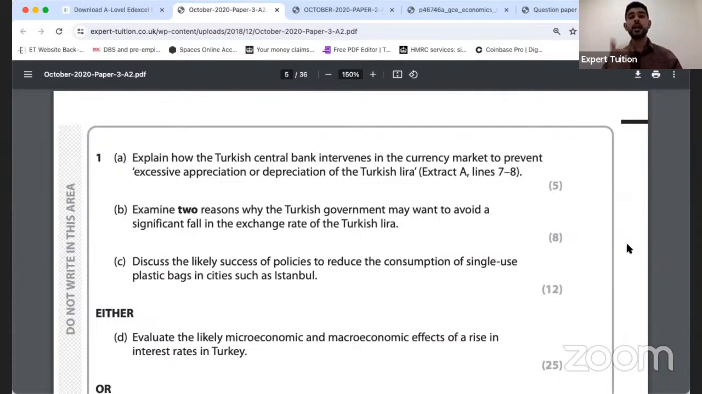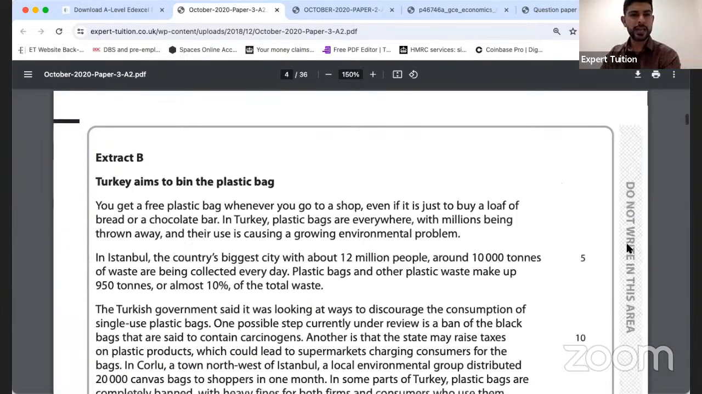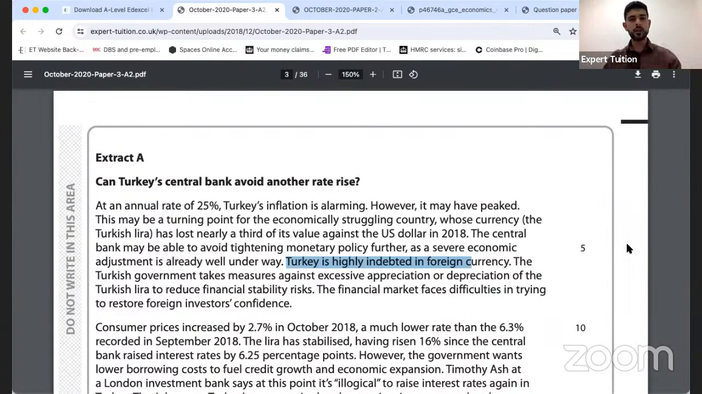Instantly, straight away, I want you to give me the application mark like that. According to extract A, quote, Turkey is highly indebted in foreign currency. Boom. 2nd mark. Sorry, that's my application mark. I got 1 knowledge mark. I got 1 application mark. 3rd mark is the analysis. Maximum 2 to 3 sentences. If it's really difficult to explain in 3 sentences, I allow you 4. But you really shouldn't need 4 sentences to explain the concept.